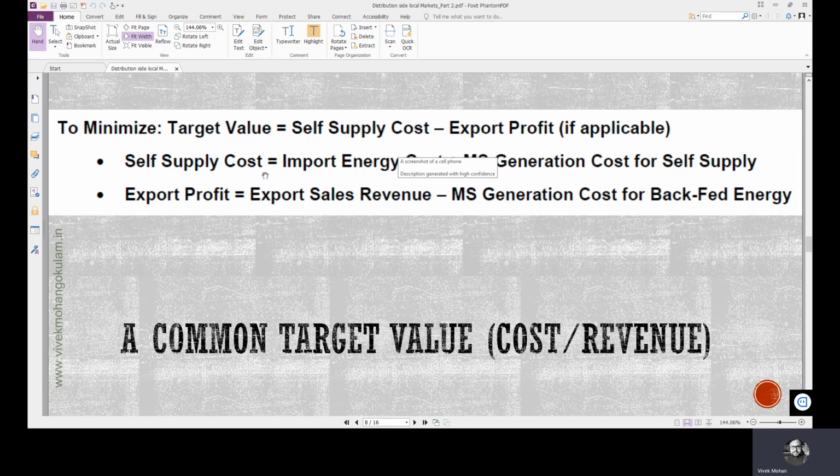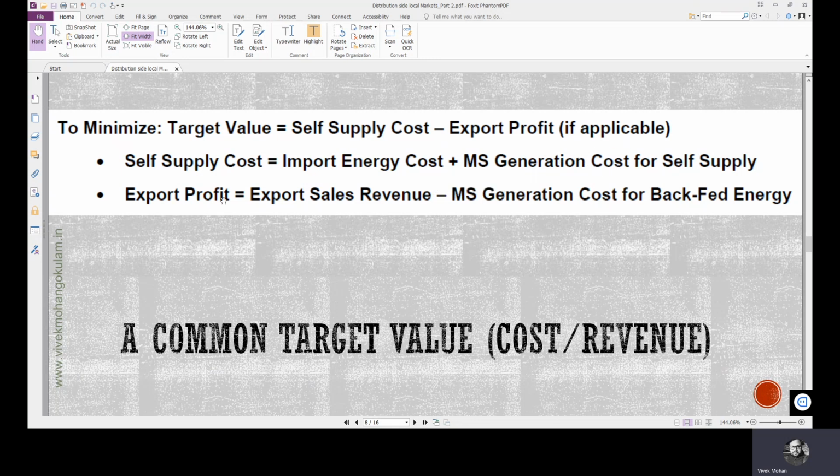Okay. Now self-supply cost equals import energy cost plus micro source generation cost for self-supply. What is import energy cost? If there is energy deficiency inside the microgrid, then energy should be imported from the upstream grid. For that, some expense is there. Then micro source generation cost for self-supply. For local balancing, these generation units are generating energy. For that, cost of generation is there. That is the second term.